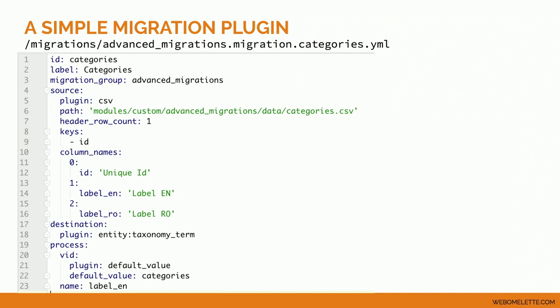That's it. Then we have the destination definition in which, very simply, we tell Drupal to save these into taxonomy term entities. It's very simple and straightforward. We don't have to tinker with this too much. And then we've got the process plugin.